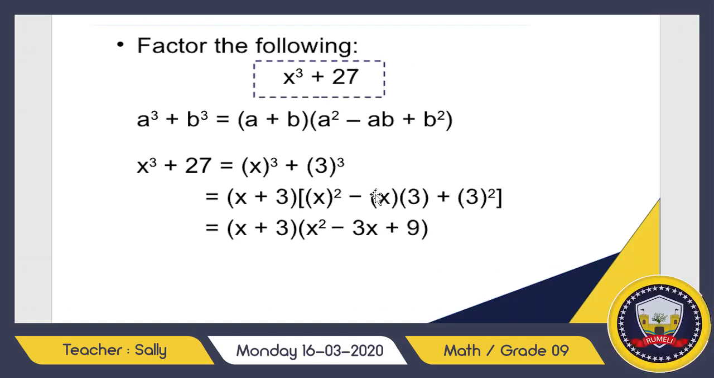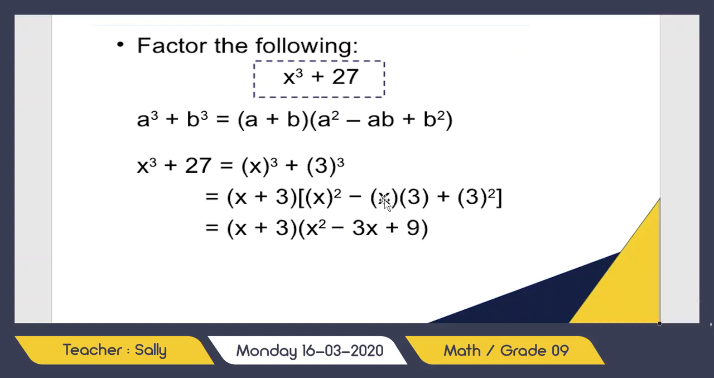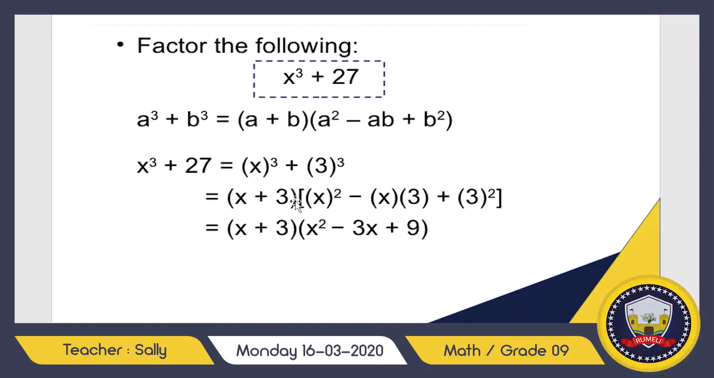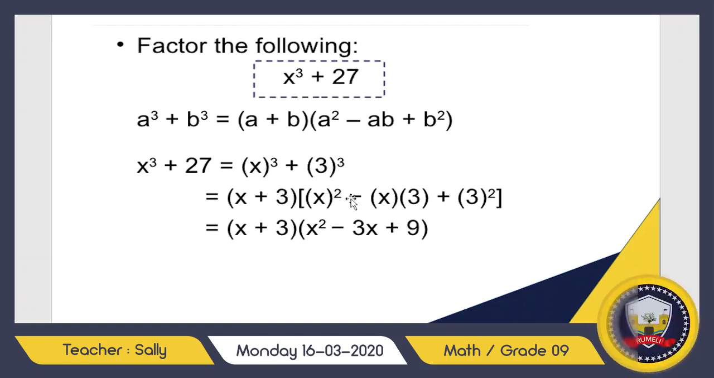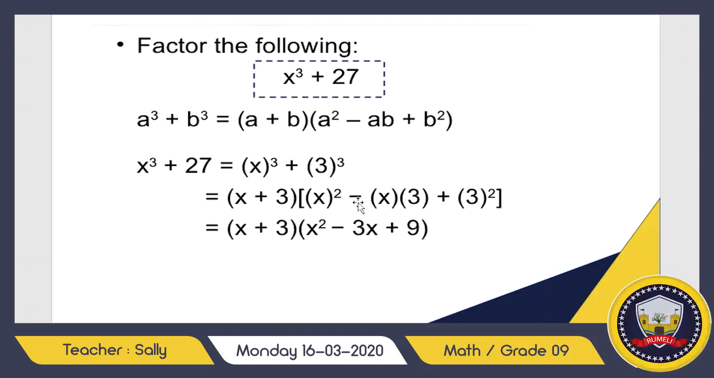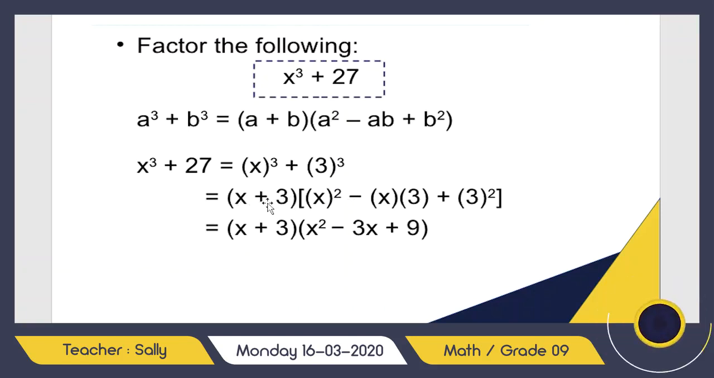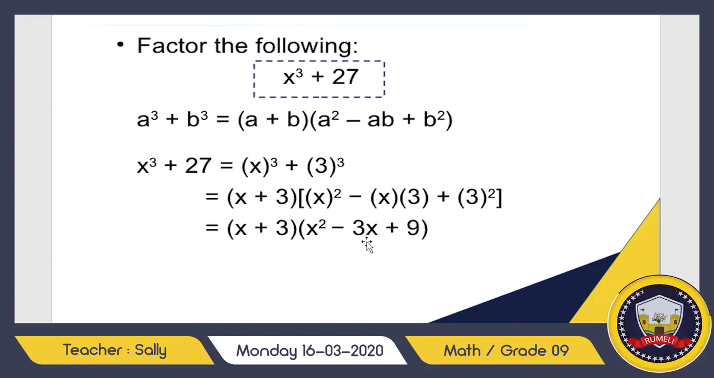What about the second term, or the middle term of the second bracket? It takes the opposite sign of the first bracket. Here it's a plus sign, so in the middle term I will put the opposite sign, which is minus, and I multiply the first term of the first bracket by the second term of the first bracket as well. So I will multiply 3 by x, which is 3x.